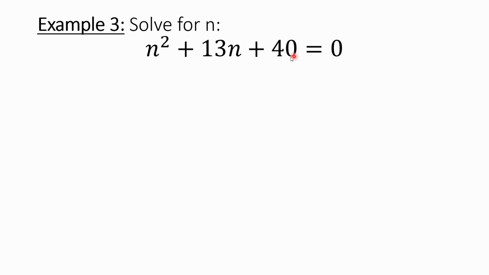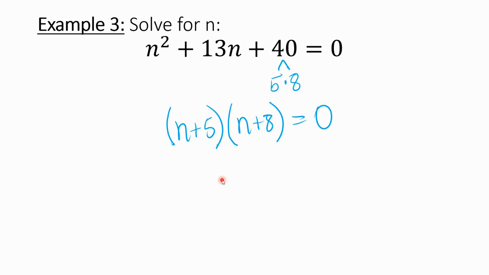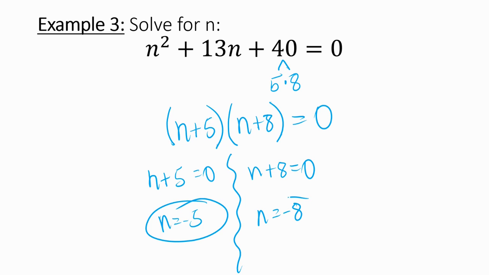All right, good. It's all positive, so that makes it nice and easy. I'm looking for factors of 40 that add up to 13. Well, they must be 5 and 8. Cool. Now what? Well, now we have either this equals 0 or this equals 0. So that means n equals negative 5 or n equals negative 8. Let's do another one.